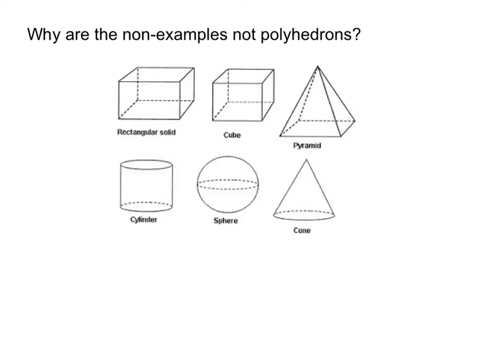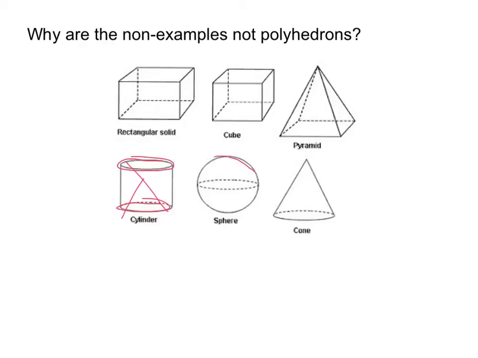Now let's look at why these examples and non-examples here are not polyhedrons. The top row, these are all prisms made out of polygons. So each face on the top 3 are made up of polygons. If I look at the bottom here, this cylinder actually has a circle on the top and the bottom, and we know that circles are not polygons because they are not made up of straight lines. So that knocks that one out.